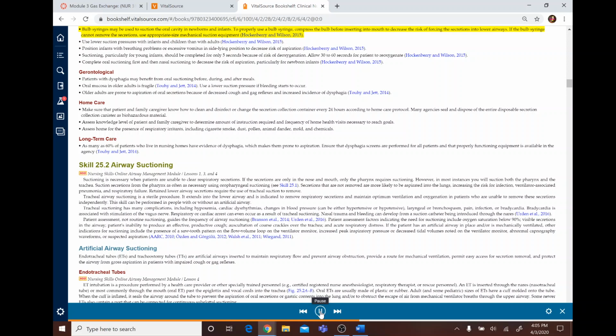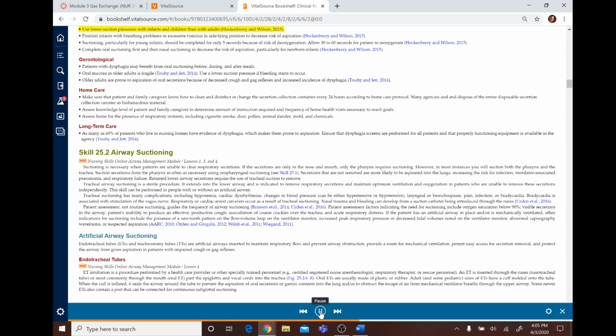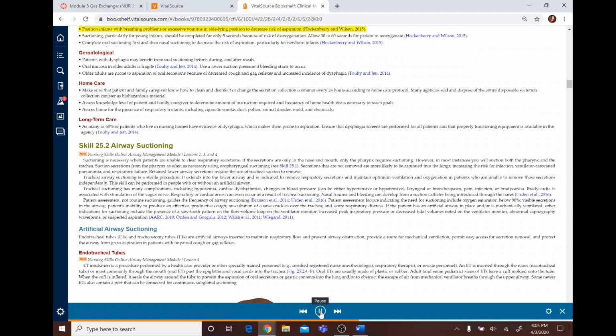To properly use a bulb syringe, compress the bulb before inserting into mouth to decrease the risk of forcing the secretions into lower airways. If the bulb syringe cannot remove the secretions, use appropriate size mechanical suction equipment. Hockenberry and Wilson, 2015. Use lower suction pressures with infants and children than with adults. Hockenberry and Wilson, 2015. Position infants with breathing problems or excessive vomitus in side-lying position to decrease risk of aspiration.